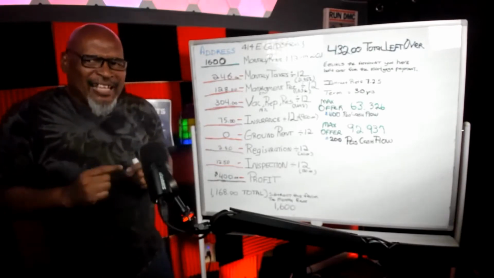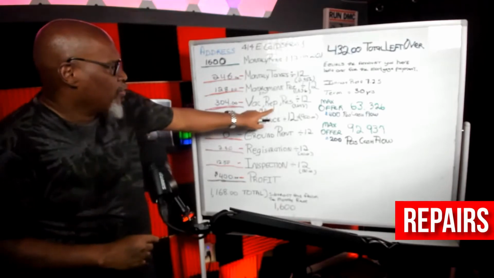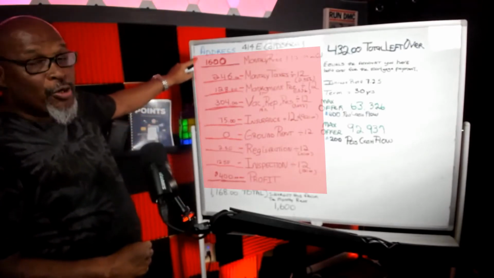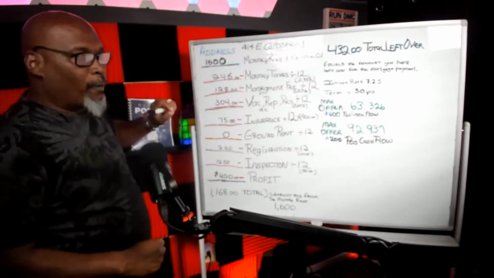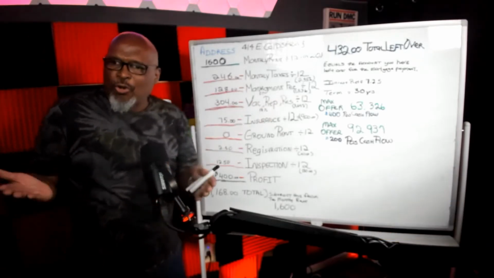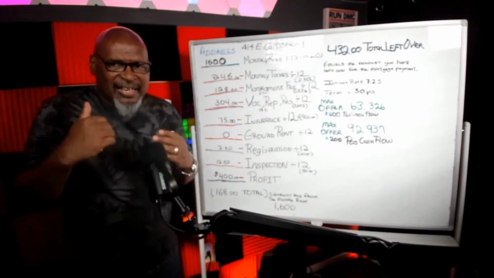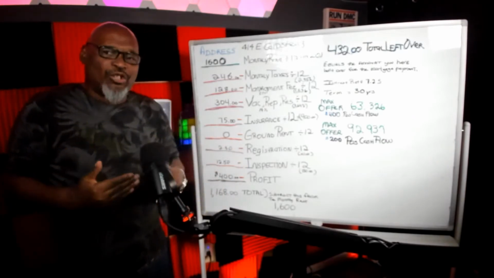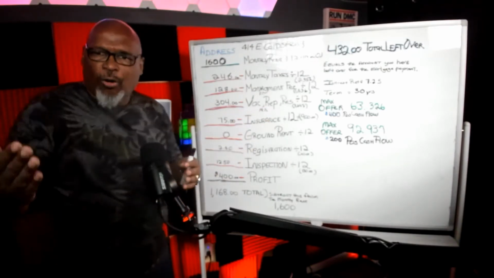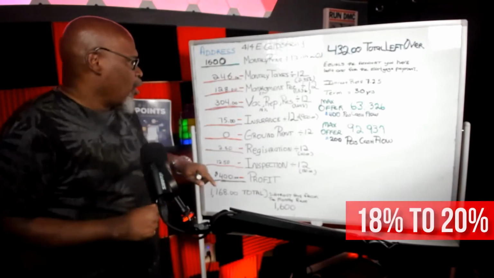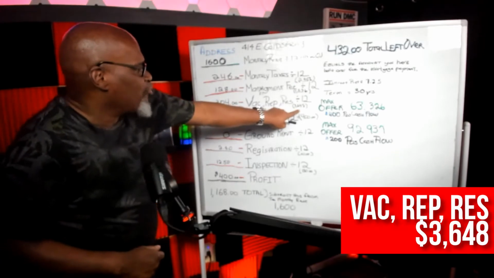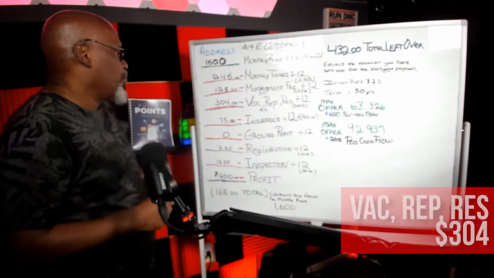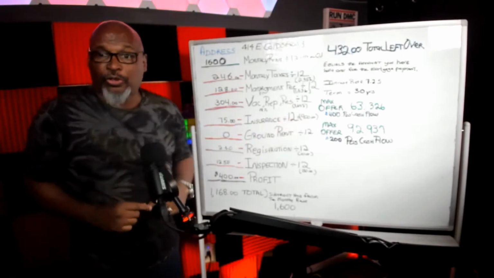Now, you have to understand that you also have to subtract vacancy, repair, and reserves. So on this left side, these are all the numbers that you're going to subtract from your actual monthly rental amount. So vacancy, repair, and reserve, usually it's between 18 and 20%. You need to take allowance for a vacancy. You need to take allowance for reserves that may come up in regards to issues with the property. And you may need to take into account a reserve amount. Those three usually total between 18 and 20%. In this example, we're going to say 19%. So that equals $3,648 a year, meaning $304 a month.